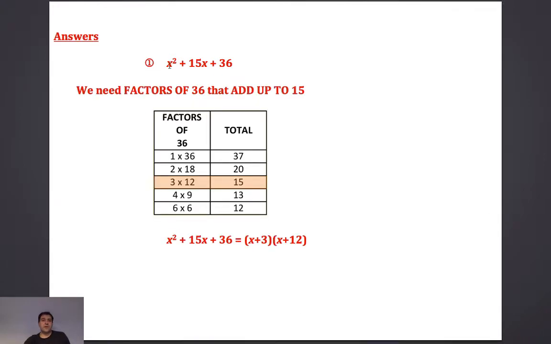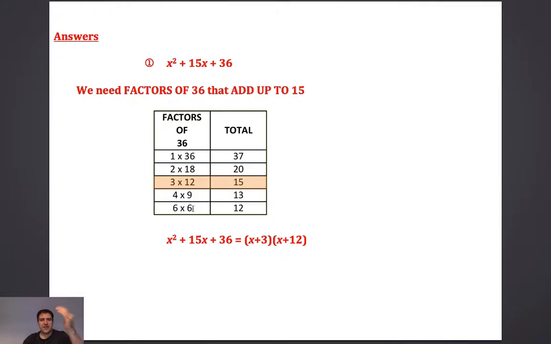So question 1, x squared plus 15x plus 36. We need factors of 36 that add up to 15. So I systematically went through, starting with 1 and then 2 and then 3, and then considering all of the numbers that could be used to make factors of 36. So 1 times 36, or 2 times 18, 3 times 12, 4 times 9, nothing with 5 because 5 doesn't go into 36. 6 times 6 makes 36.